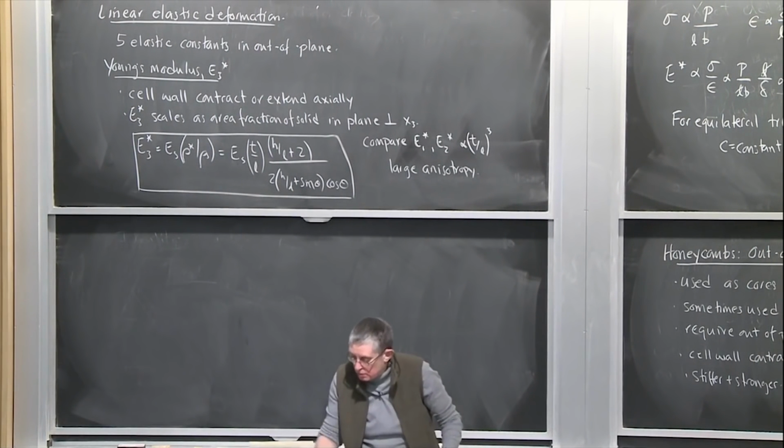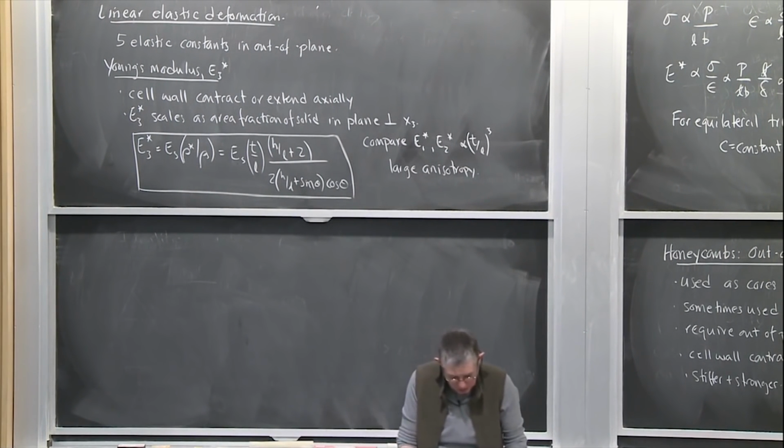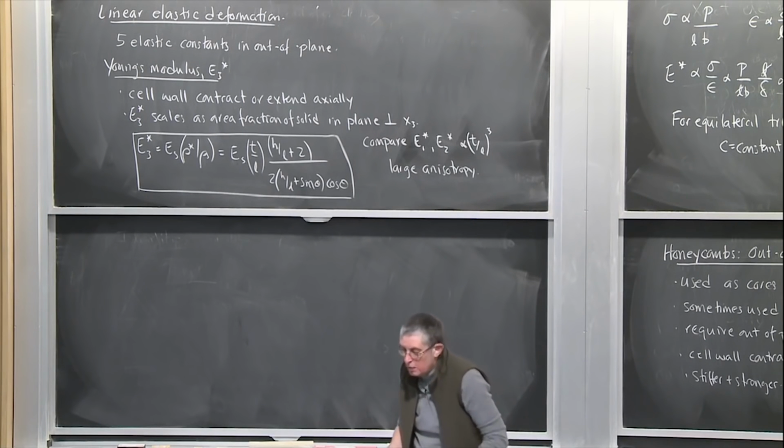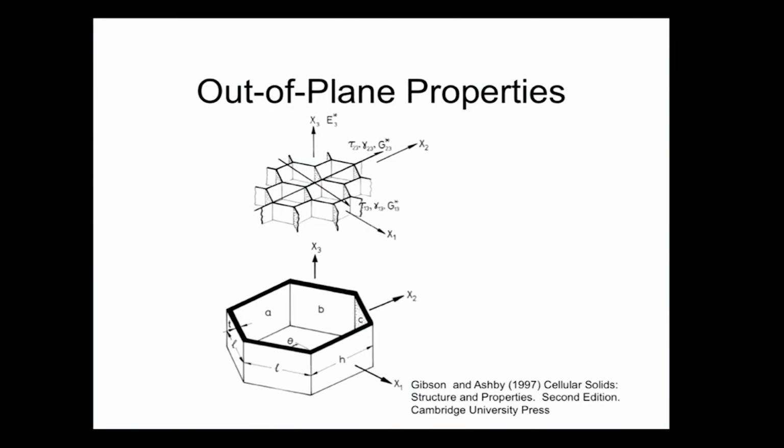Let me just show the square honeycombs. So this just shows looking at the out-of-plane directions and the different stresses and properties that we're going to look at here. So the next one we're going to look at is Poisson's ratio.